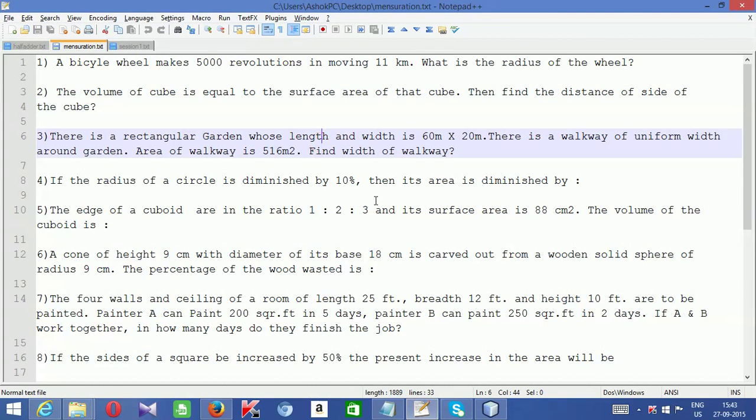There is a rectangular garden whose length and width are 60 meter cross 20 meter. Fine? Okay, you have a garden of 60 meter cross 20 meter. There is a walkway of uniform width around the garden, and the area of the walkway is 516 meters square. It is not the area of the rectangle. They have given the area of the walkway. Find the width of the walkway. Okay, go through it again. Rectangular garden, length and width are 60 meter and 20 meter. You have a walkway of uniform width around the garden. Area of the walkway is 516 meters square. You need to find the width of the walkway. Fine.